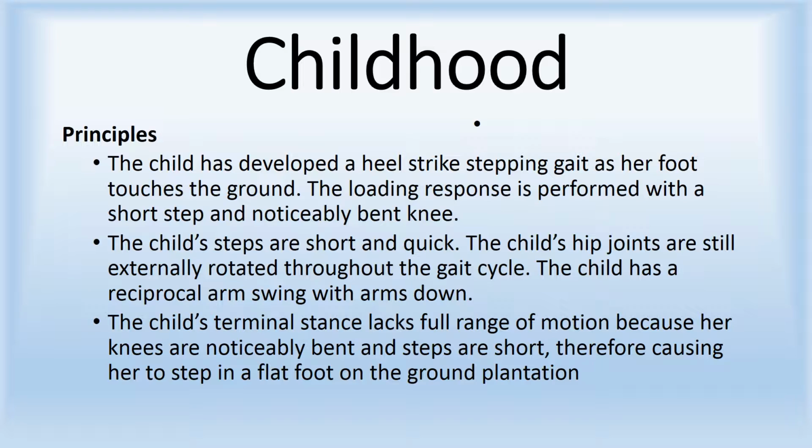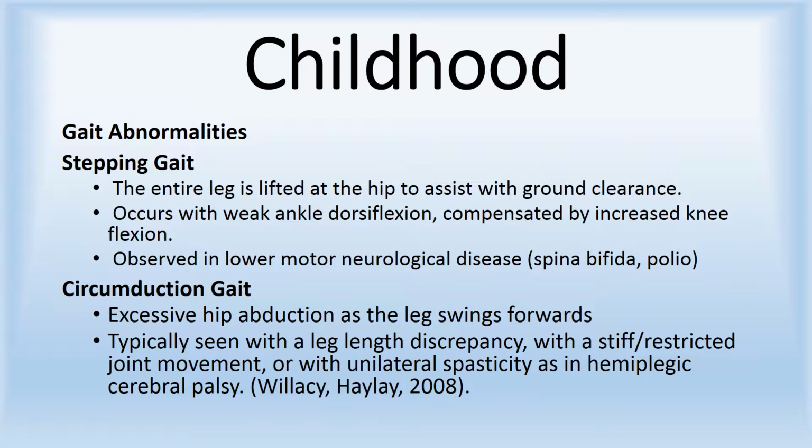The child's terminal stance lacks full range of motion because her knees are noticeably bent and steps are short, therefore causing her to step in a flat foot on the ground plantation. Gait abnormalities that can be noticeable in childhood are stepping gait and circumduction gait.